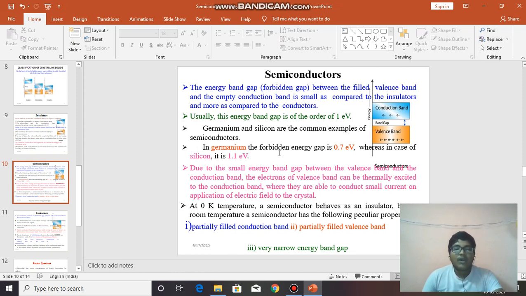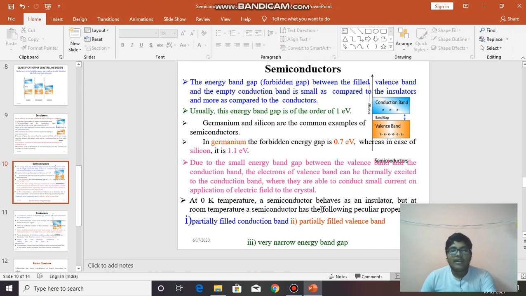In germanium, the forbidden energy gap is 0.7 electron volts, whereas in silicon it is 1.1 electron volts. Due to the small energy band gap between the valence band and the conduction band, the electrons of the valence band can be thermally excited to the conduction band, where they are able to conduct a small current on the application of an electric field. At 0 Kelvin, a semiconductor behaves as an insulator, but at room temperature, a semiconductor has the following peculiar property: a partially filled conduction band, partially filled valence band, or very narrow energy band gap.